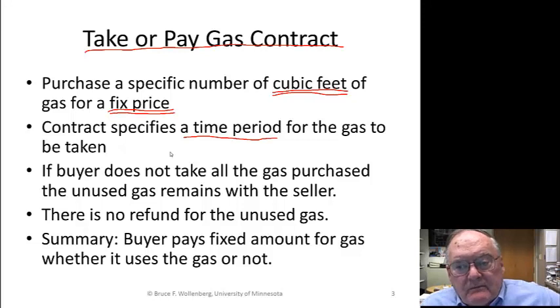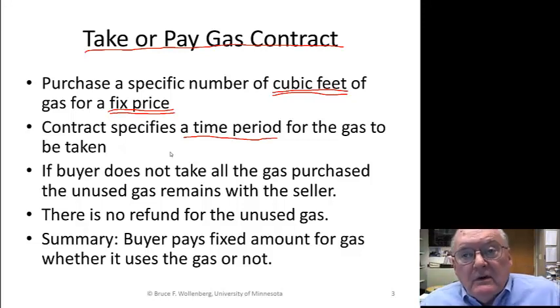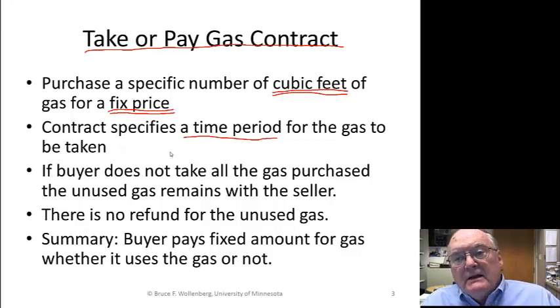So I might purchase a certain number of cubic feet, and I have 24 hours to use it up. Now, if I don't use it, if I only use half of it, the gas company says, okay. And at the end of the 24 hours, the gas that I didn't use is no longer mine. I don't have any right to it.